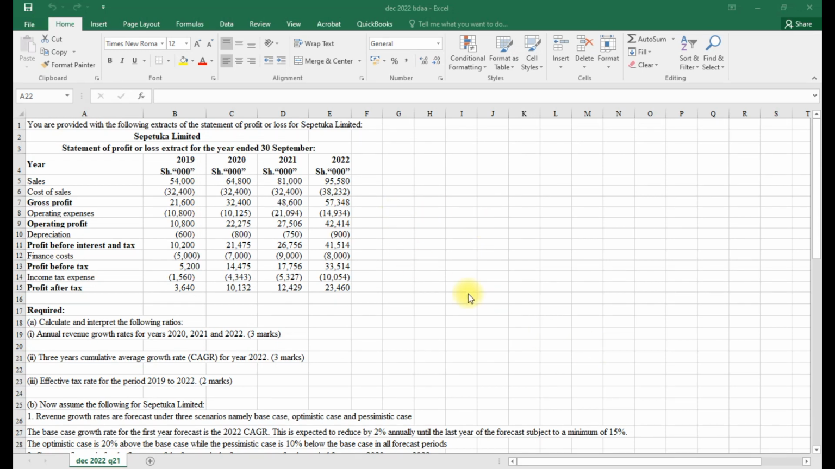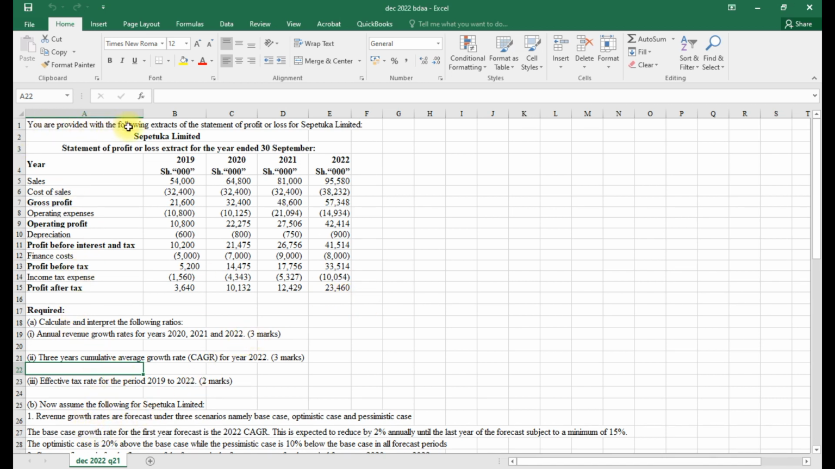Yes, another day that we are continuing with our revision on business data analysis, and today we are going to look at a question that was tested in December 2022, question number 21, about forecasting financial statements. The question reads, it was question number 21 of December 2022.